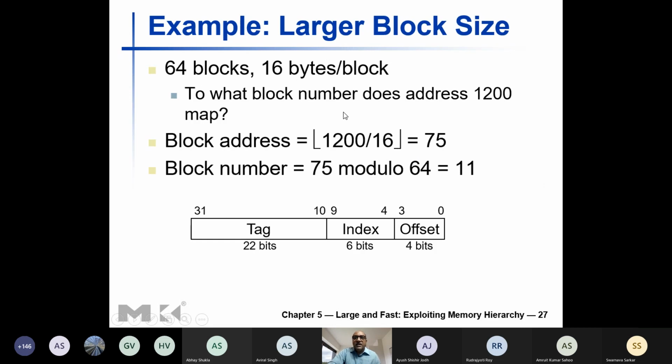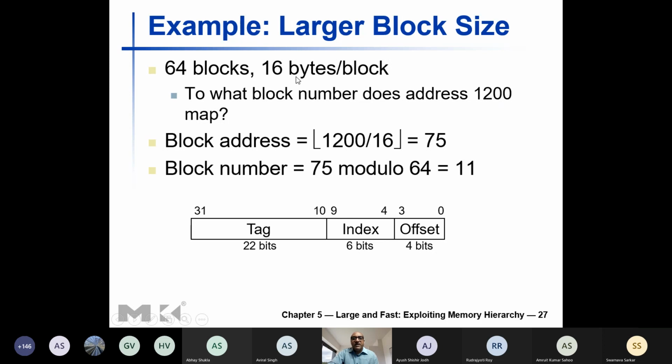Yeah, this is just another illustration. Suppose the CPU generates a byte address. From that byte address, how do you know what the block address is and what the corresponding block number in the cache is? So the CPU generates a 32-bit address, and suppose the CPU says the address equals 1200. So this 1200 is a byte address.